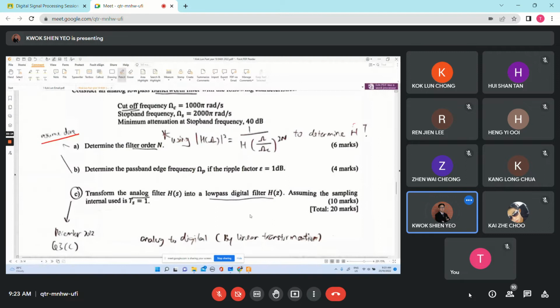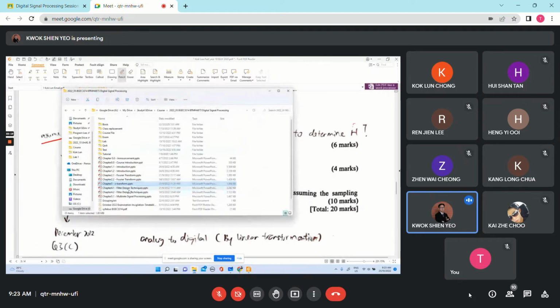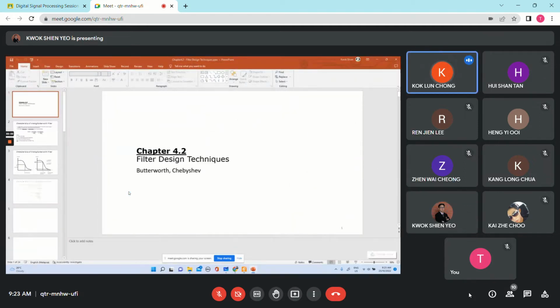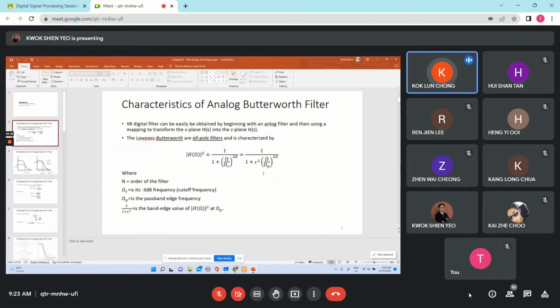Let's say equation for the filter design. Butterworth. Oh, by the way, the formula will be given during exam, right? Yes. If you check my past papers, the equation is at the back of the question. Okay. Right.